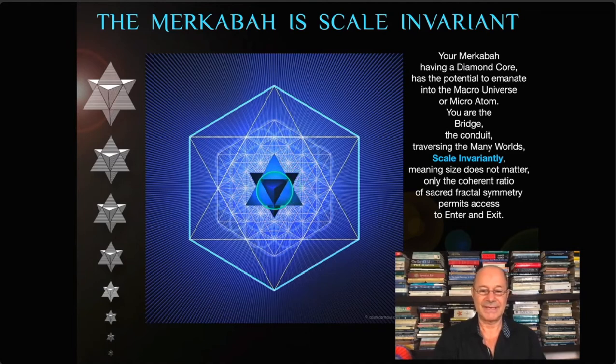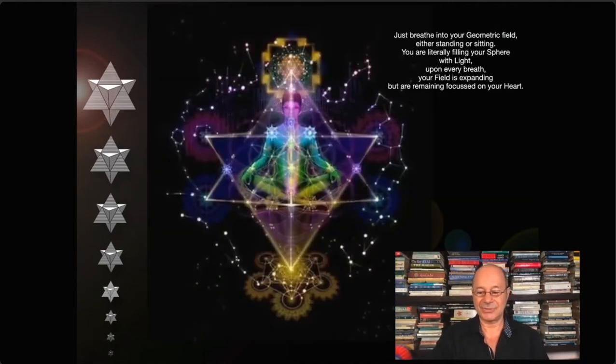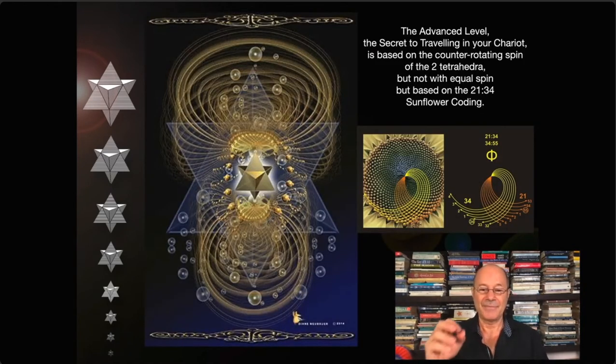So this exists at the level of the atom or the universe. We call that scale invariance. That means size doesn't matter. The fractal is the small and the large. That permits entry and exit into the many worlds. So when you sit in your Merkaba, always feel focused upon your diamond light body, this geometrical field. And all you need to do is breathe into your heart and fill your field with light. This is called spherical breathing, spherical mind. Just know that you're attuning to the living mathematics of nature. Always think of the pine cone, the sunflower.